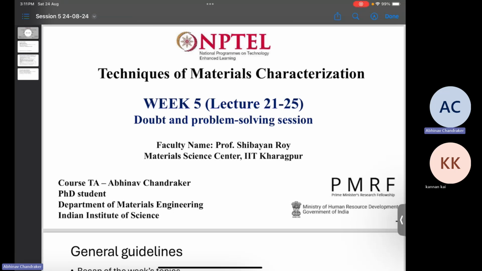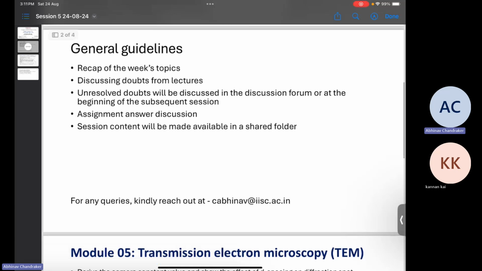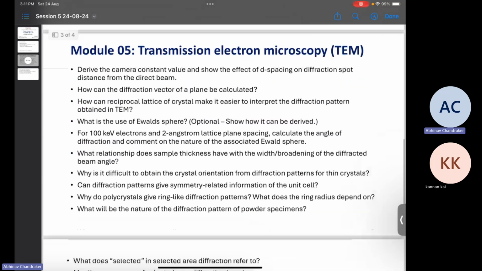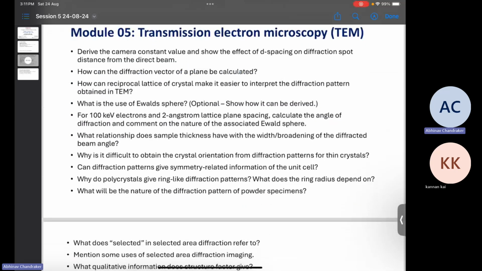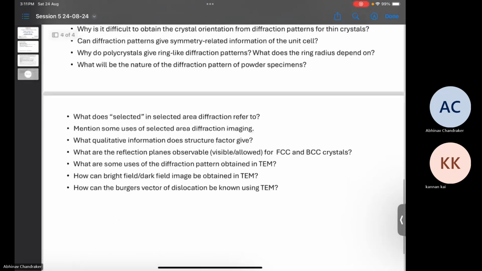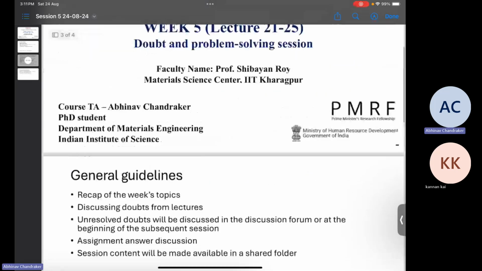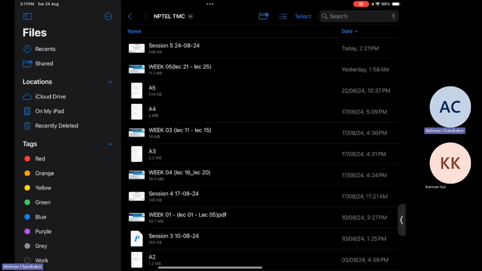Before I start with the recap of the content, are there any doubts related to maybe the previous assignment or the previous week's content? If there is any doubt, you can unmute and ask me. I have also prepared some questions for week 5 course content also. So it is advisable that after the doubt solving session, you go to these questions and try to answer them.